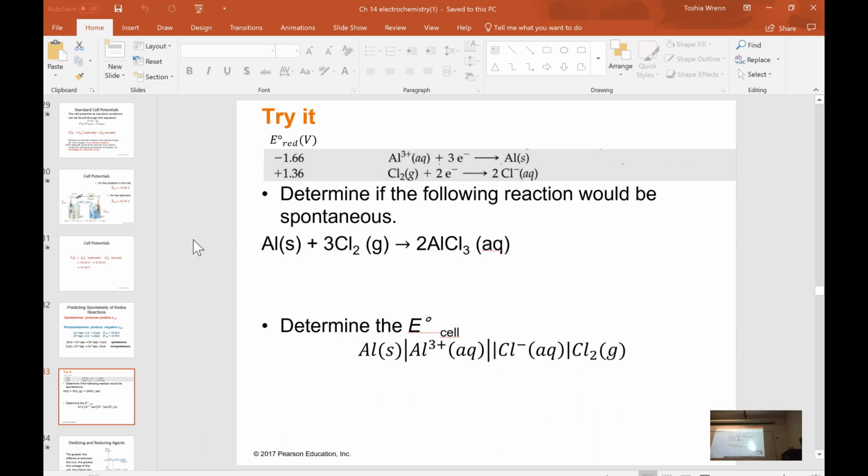All right. Are we there? Yes. Okay. So is it a spontaneous reaction? Yes. It is spontaneous. Très bien. So from aluminum solid to aluminum 3+, we want the opposite of that. We're going from chlorine, that's not staying the same direction. So the overall potential of my cell is 3.02 volts.